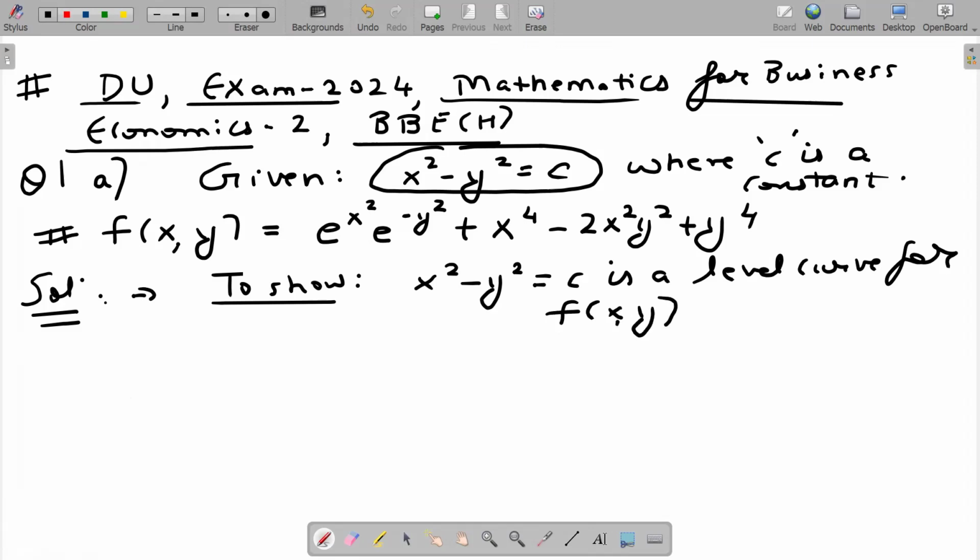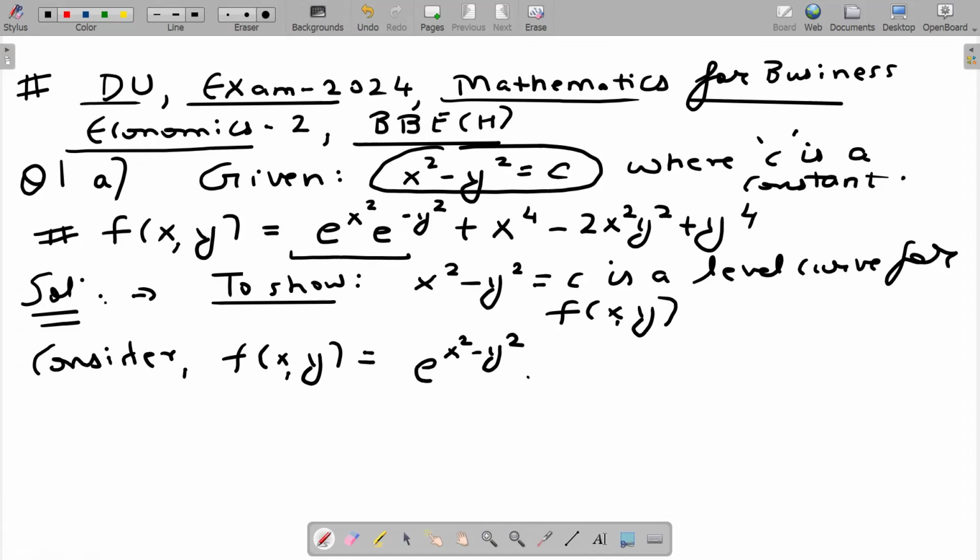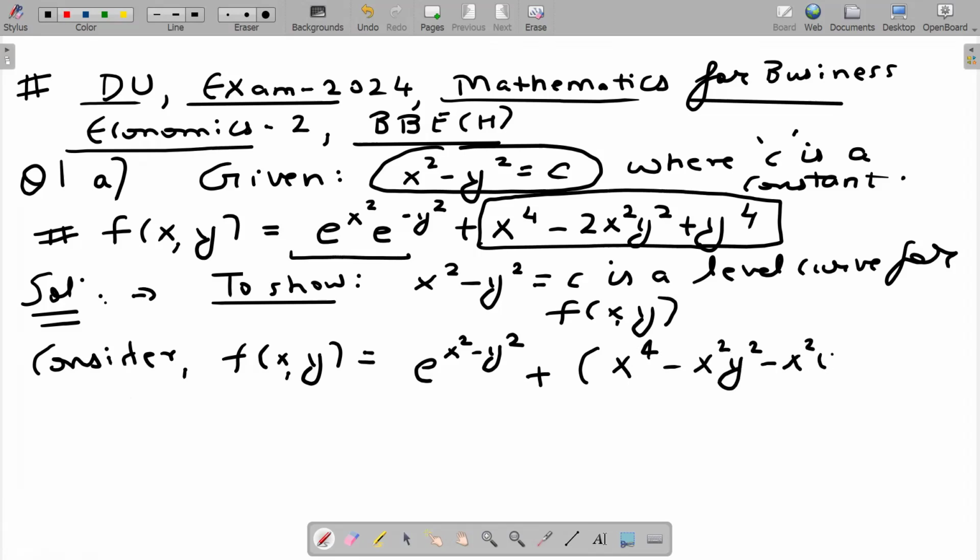So how do I show that? I start with f of xy. Consider f of xy, which is, now students, I can write this as e to the power x square minus y square plus this I can further factorize. If you carefully look at this expression, it is nothing but x square minus y square whole square. To make you all understand, I can split the middle term. I can write minus 2x square y square as minus x square y square minus x square y square plus y to the power 4.